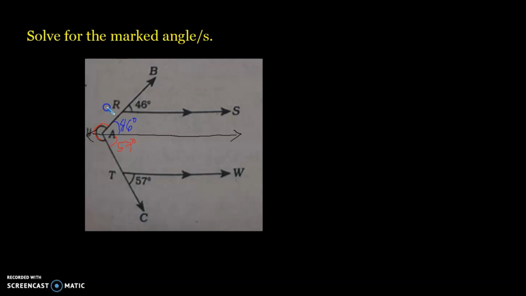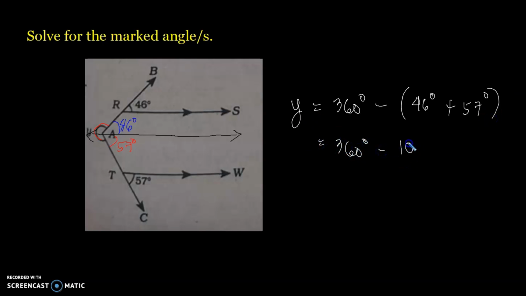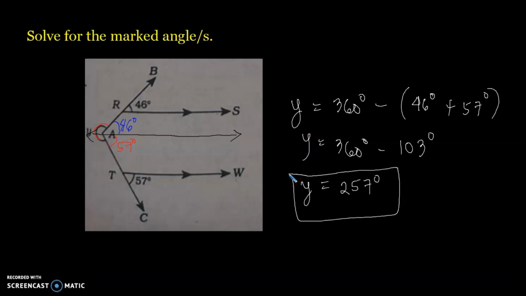So, alam natin na ang complete turn ay isang revolution, no? Ang isang revolution ay 360 degrees. So, to solve for y, we will be subtracting 360 this time by the sum of 46 and 57. And 46 added to 57 is how much? It's 103 degrees, correct? And 103 degrees when you subtract from 360 is 257 degrees. There you go. So y is 257 degrees.